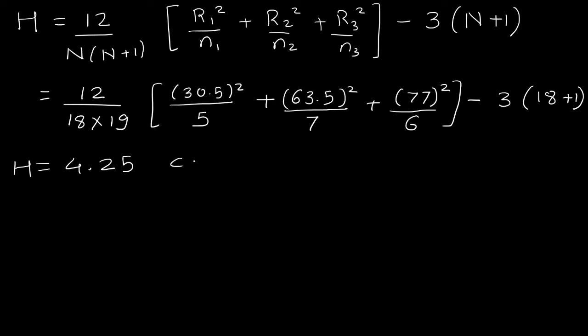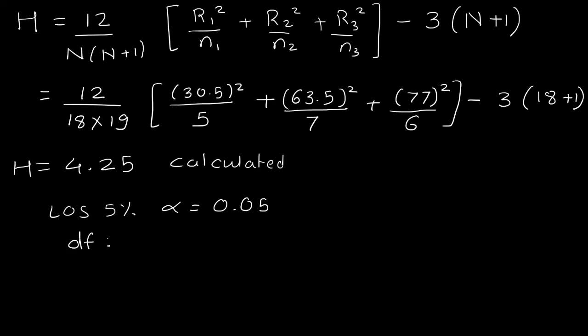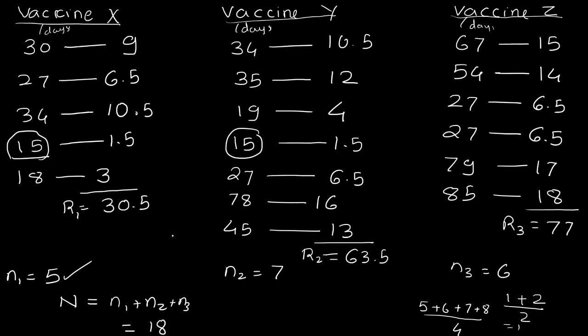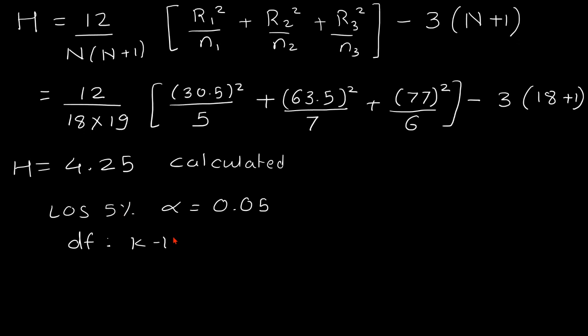Now this is your calculated value. Now we need to calculate the tabulated value. Okay. For that we know the level of significance is 5%, that is, alpha value is 0.05. Now I need a degree of freedom. Now degree of freedom for this is k minus 1, and k is the number of samples compared. Now in this case, how many samples are compared? 3 samples are compared. So k value is 3. So 3 minus 1, that is 2. Okay. So degree of freedom is 2 for this 0.05 level.